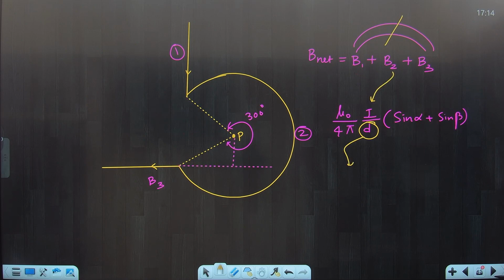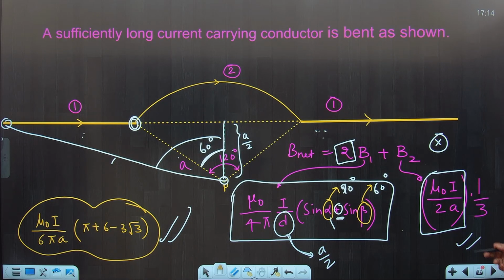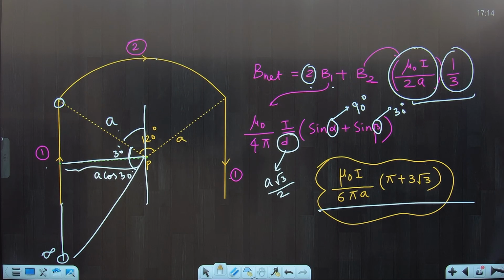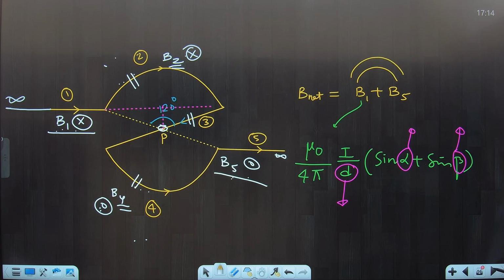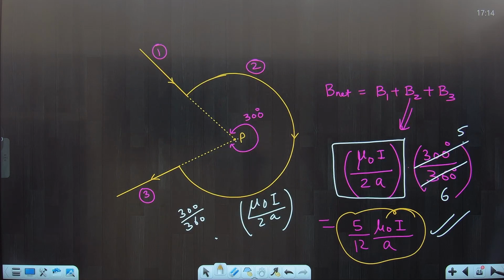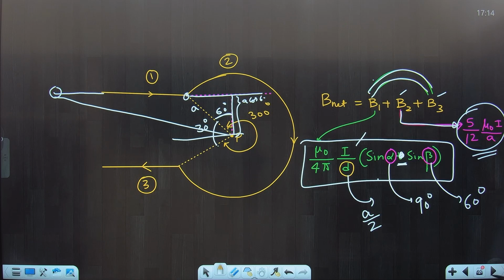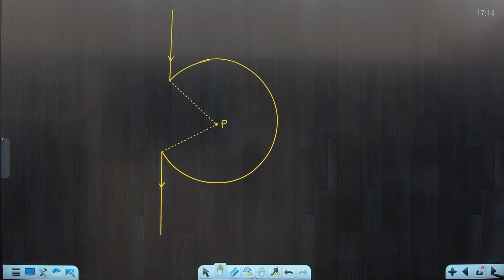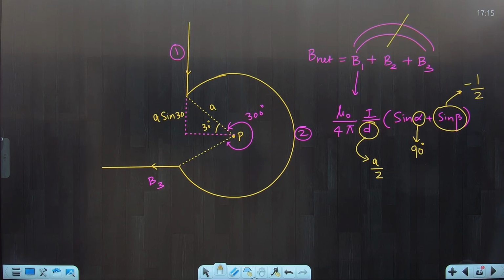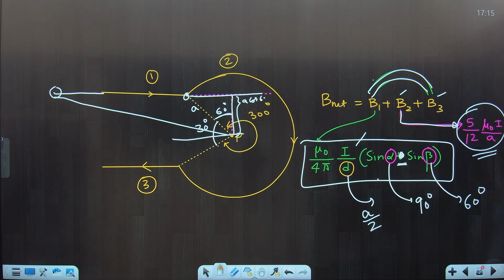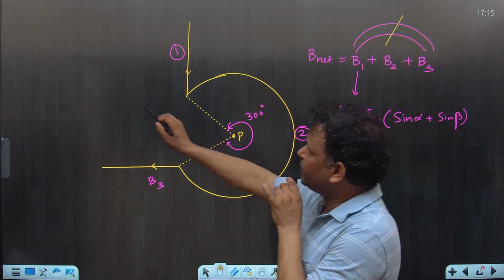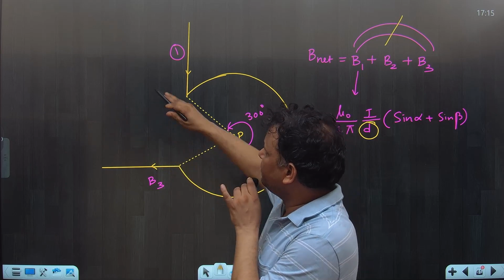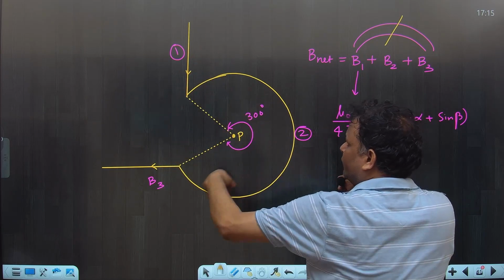Now the last problem of this type is that whenever you have to calculate the magnetic field at point P, you should go like this. This is the last problem, I think, of this series. Now this is the problem. I have bent the first wire, which was lying like this. I have bent it here: wire 1, wire 2 and wire 3.